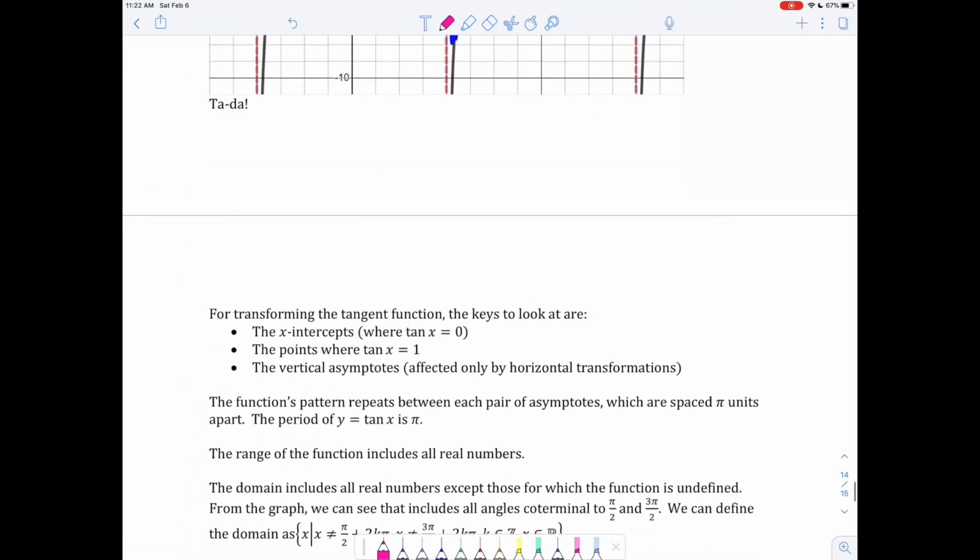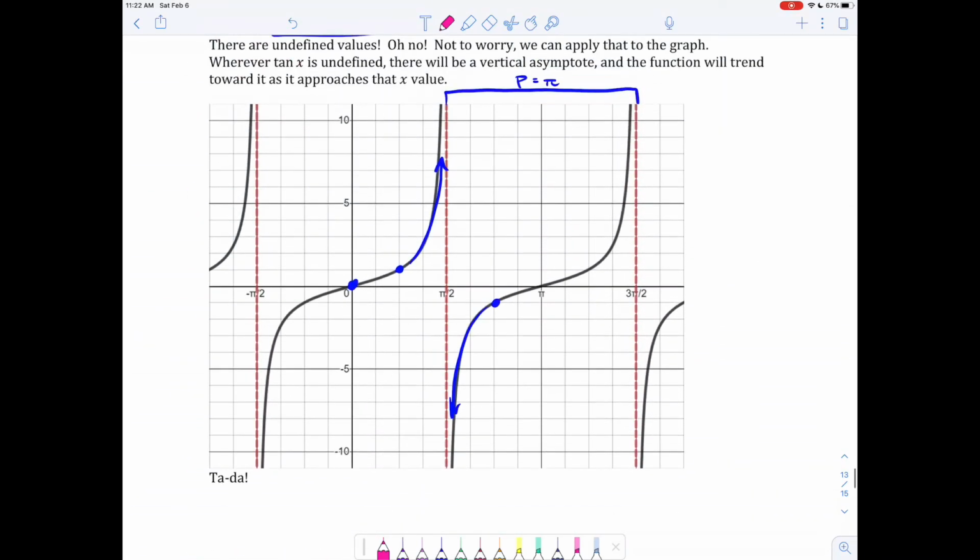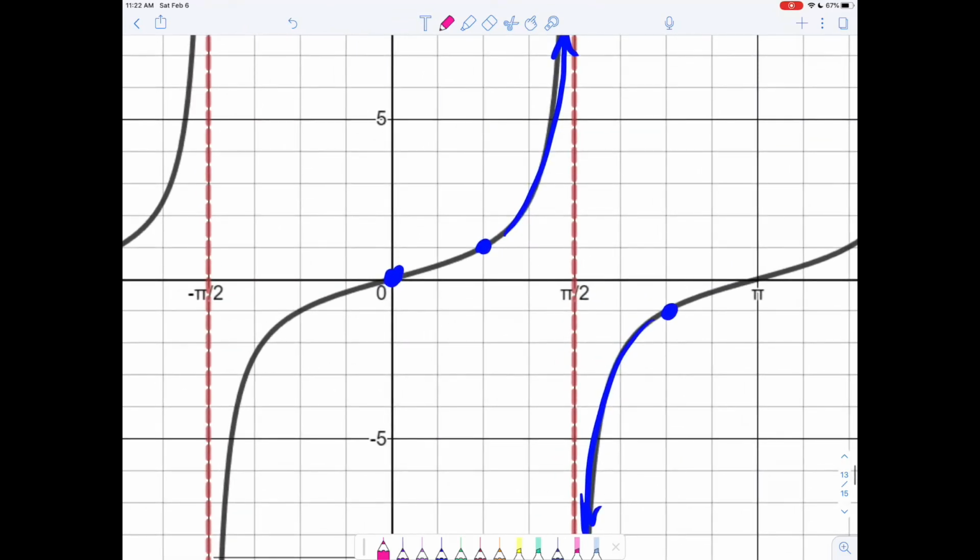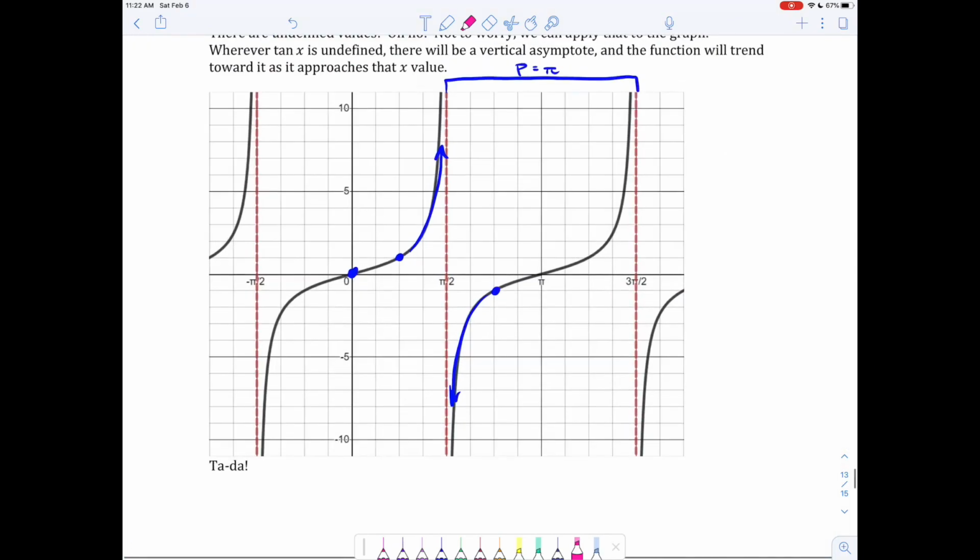Let's see what happens between the asymptotes here. Halfway between the asymptotes is this, where that 0 occurred. And then halfway between that and one of the asymptotes will be our 1. Halfway between that 0 and the left asymptote will be this -1. And that's what we can use for plotting the rest of this here.